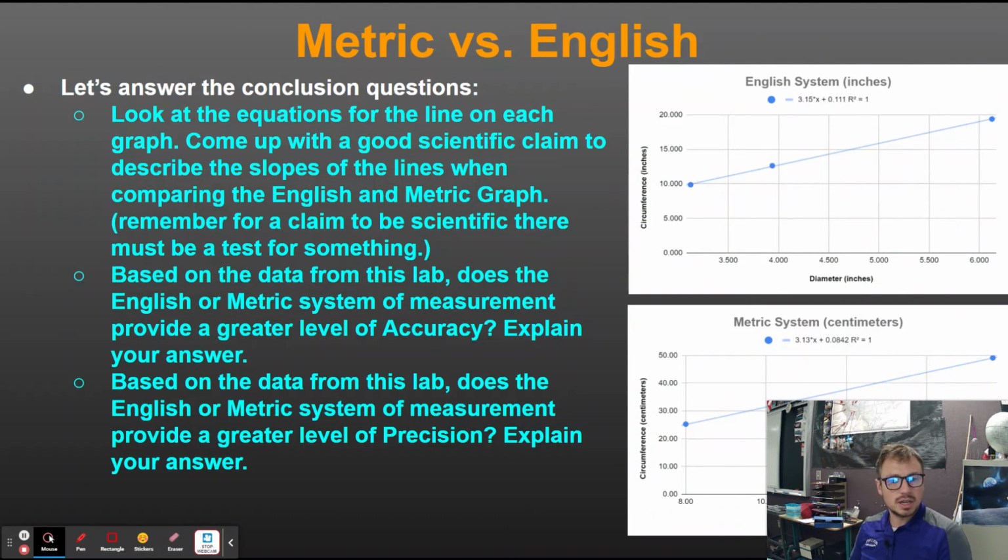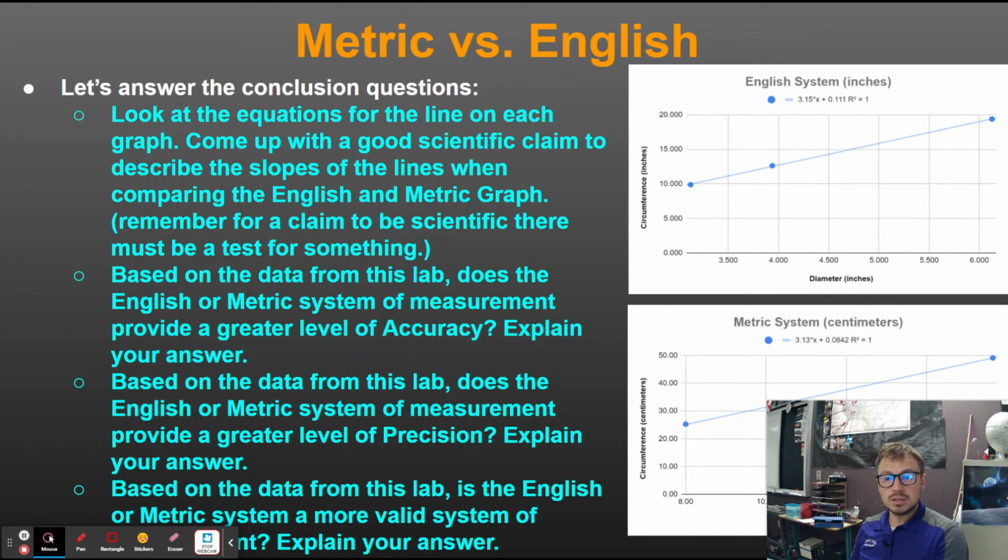Now, what about precision? Being able to get the same result over and over again. Well, if I'm using the same ruler and I'm using inches, I'm going to get the same result over and over again, right? It's just as precise as the metric system if I use the metric side and I get the same centimeters over and over again. Now, this last one is tricky. Based on the data from this lab, is the English or metric system a more valid system of measurement?